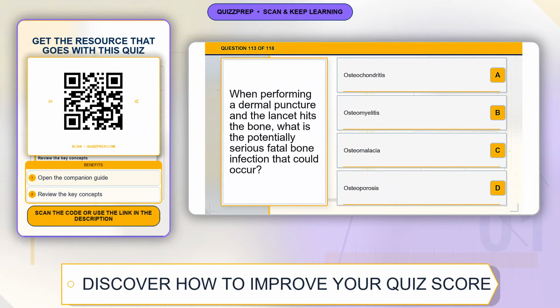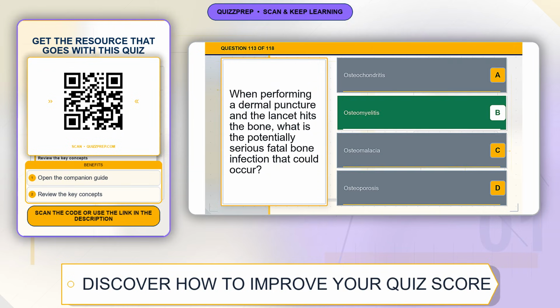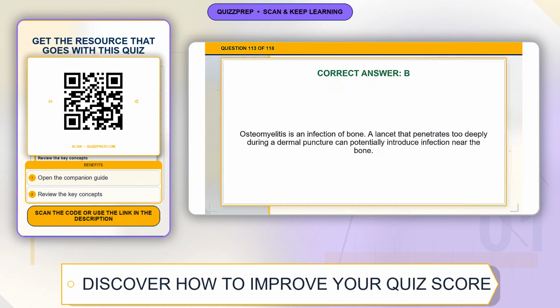Question 113. When performing a dermal puncture and the lancet hits the bone, what is the potentially serious fatal bone infection that could occur? Option A. Osteochondritis. Option B. Osteomyelitis. Option C. Osteomalacia. Option D. Osteoporosis. The correct answer is option B. Osteomyelitis. Explanation. Osteomyelitis is an infection of bone. A lancet that penetrates too deeply during a dermal puncture can potentially introduce infection near the bone.